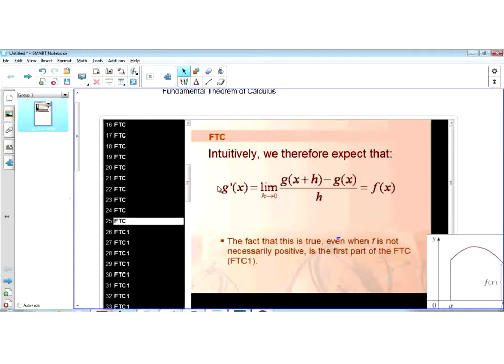All right? So if we take the limit as h approaches 0 of the difference quotient of g, we have the derivative of g by definition. And now if we take the limit as h approaches 0 of f of x, well, that's just f of x because f is not a function of h. So the derivative of g is equal to the function f. Okay, and this fact is true even when f is not necessarily positive. And this is the fundamental theorem of calculus part 1. Okay, it was proven from this figure.